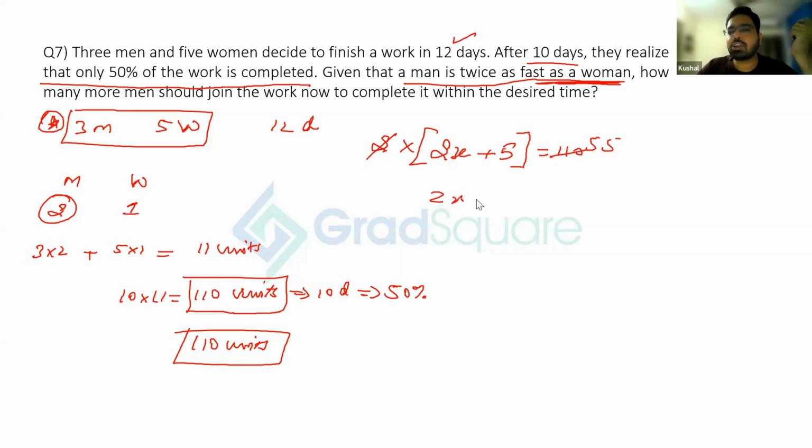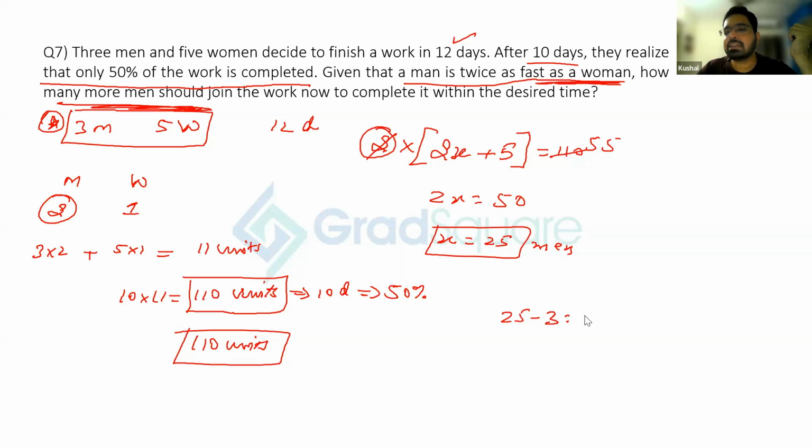What will we get? 2x is equal to what? 50. x will be equal to what? 25. So in this particular group which is working for the last 2 days, there were 25 men total. What is the question asking you? How many more men should join the work? There should be 25 minus 3. That should be 22 more men should join the work. That should be the answer for question number 7.